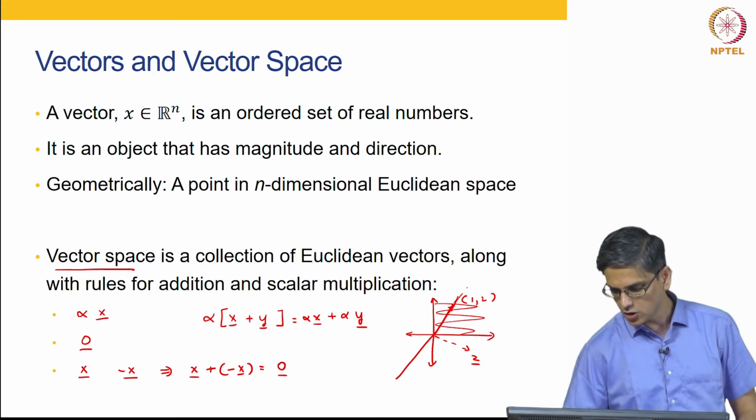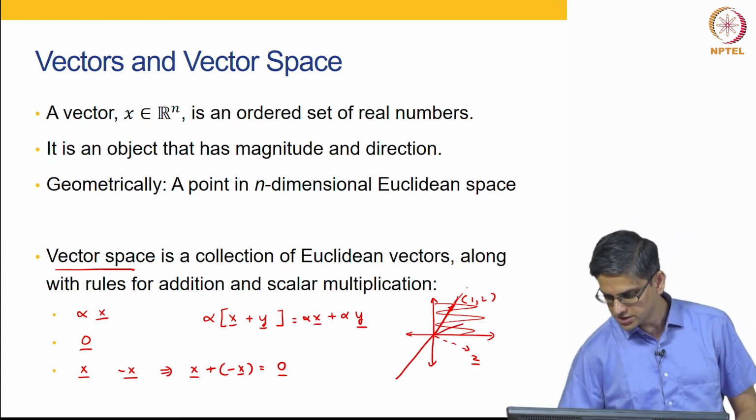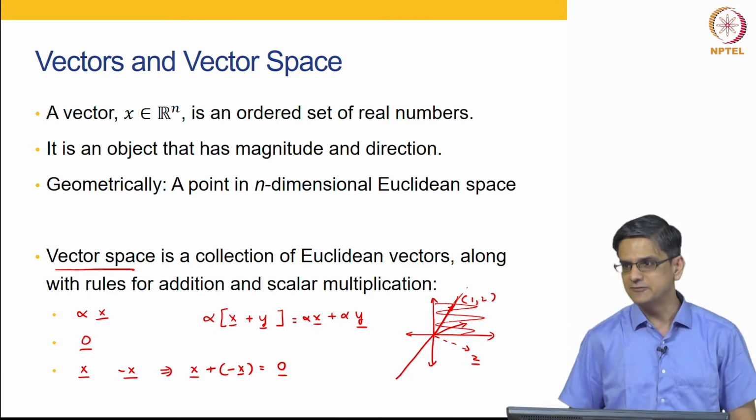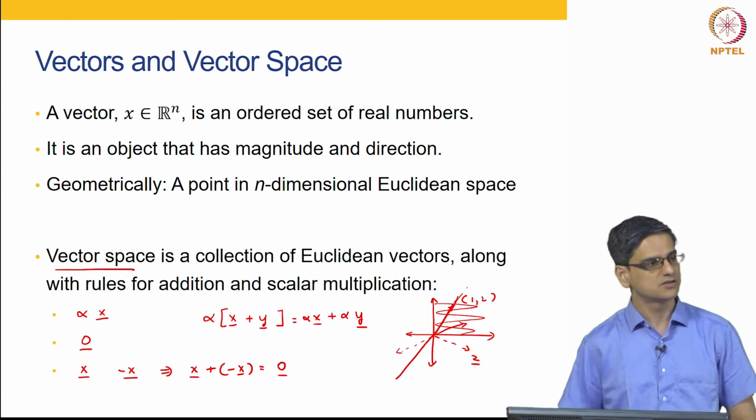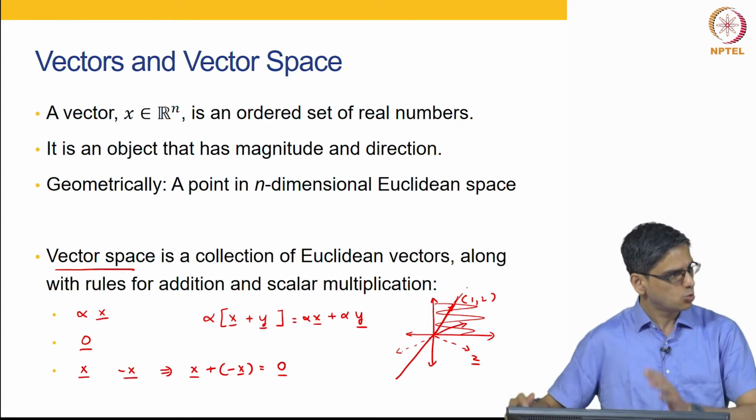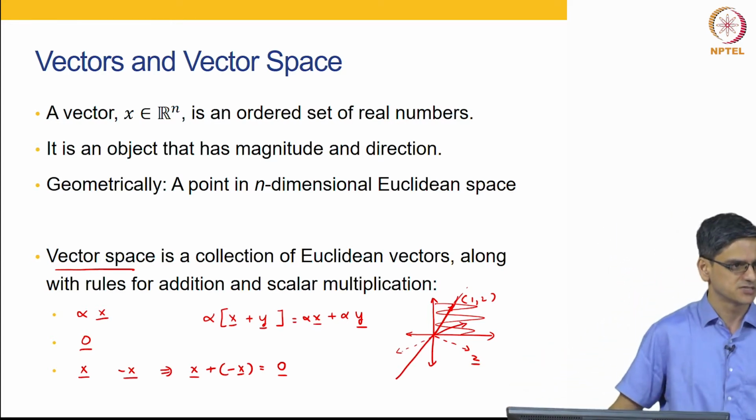But if we were to talk about this quadrant, this vector is in that vector space, but minus of that is not in that vector space. So, therefore, quadrant 1 cannot be a vector space.